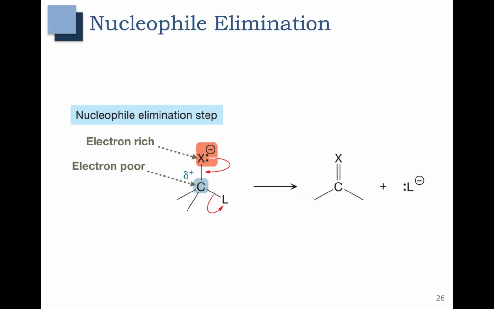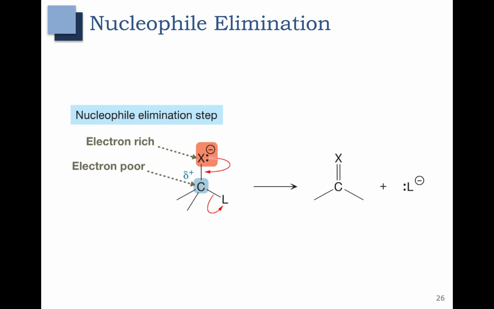Now let's look at nucleophile elimination. Nucleophile elimination, or nucleophilic elimination, is the exact opposite of nucleophilic addition. In this case, we're going to take electrons on the electron-rich species. Remember that our X group was an O or a nitrogen, typically. And we're going to push those electrons down to form a pi bond and kick out the leaving group.